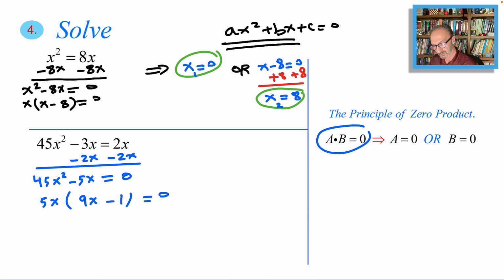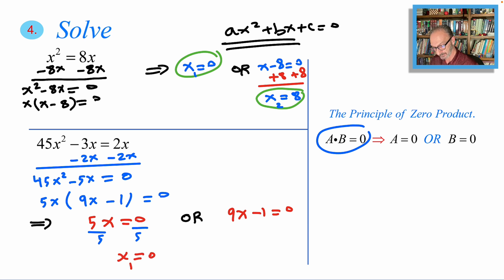And now with the principle of zero product, one more time, we could say, therefore, we have two options, either or. Let's go with the first option. That's 5x equals 0. Second option, 9x minus 1 equals 0. Divide by 5, divide by 5. I get x equal 0. That's the first option.